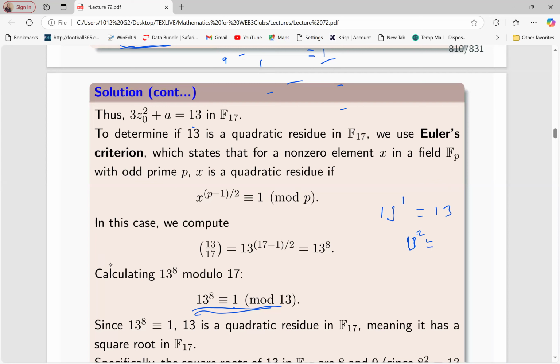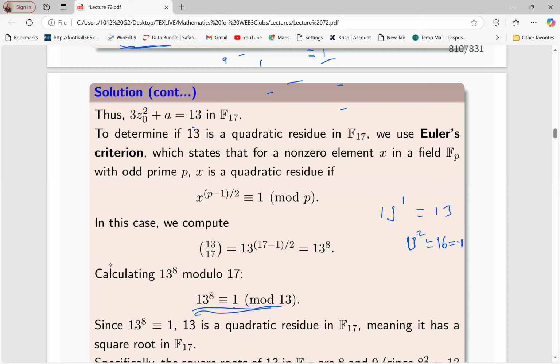Just do that fast. 13 times 13 is 169. Dividing that by 17 goes there 9 times, and the remainder is 16, which of course you can call -1. It's easier that way.